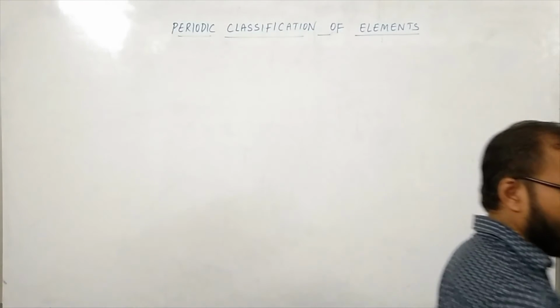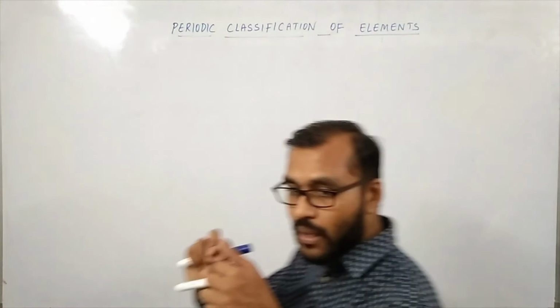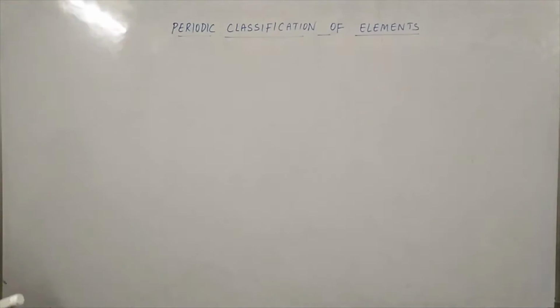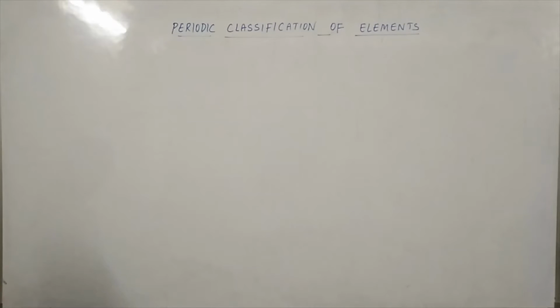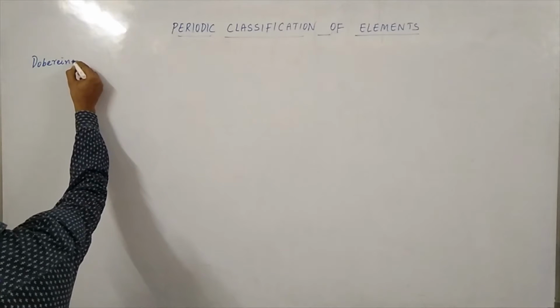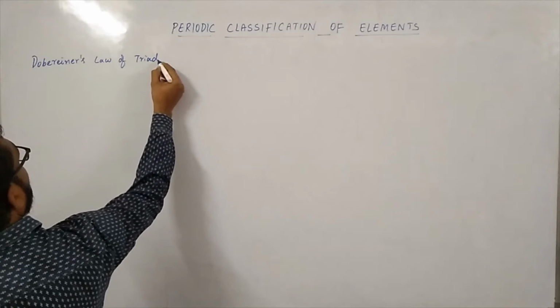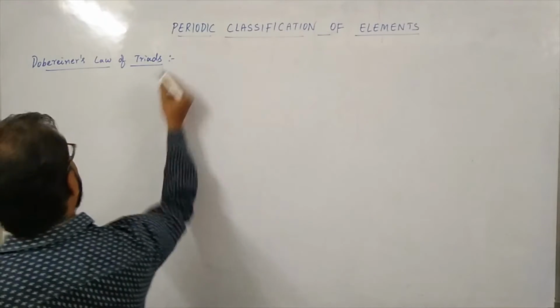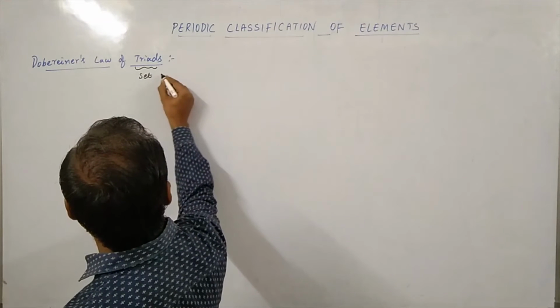If you take this long form of periodic table, we have rows and columns, and here also they try to keep them in a vertical column or in a horizontal column. So the first attempt was made by Dobereiner. It is also famous as Dobereiner's law of triads. Triad means set of three elements.